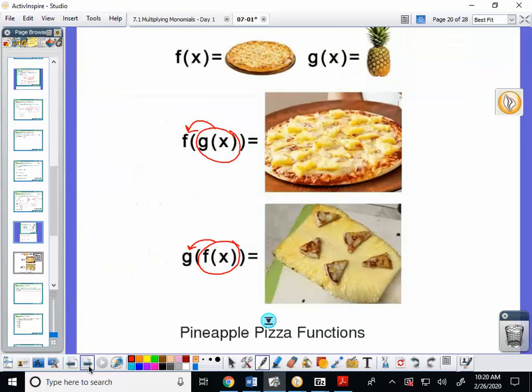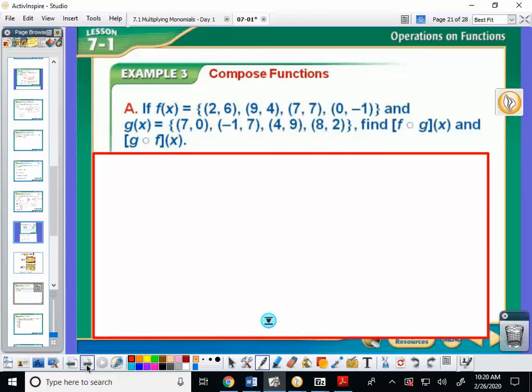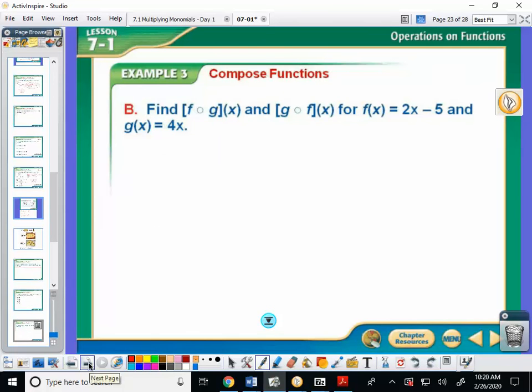Let's look at A. This is your A, right? Here they're asking us to find two things, f composite g and g composite f. f of x is 2x minus 5 and g of x is 4x. So on your notes page, I want you to start with f composite g. We're going to have to label this, otherwise we won't know which is which. So let's write this down: f composite g of x.